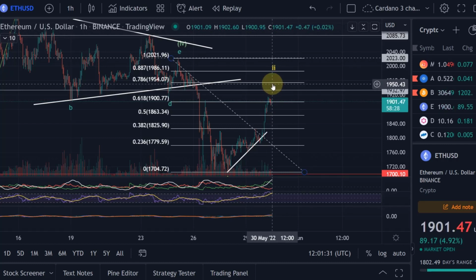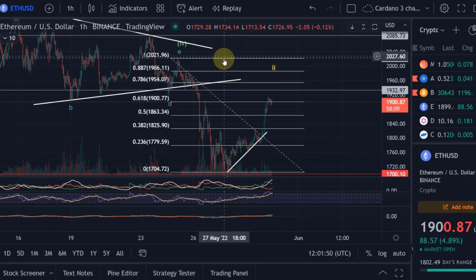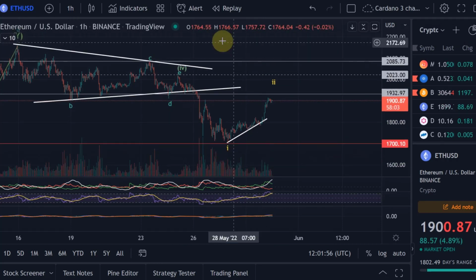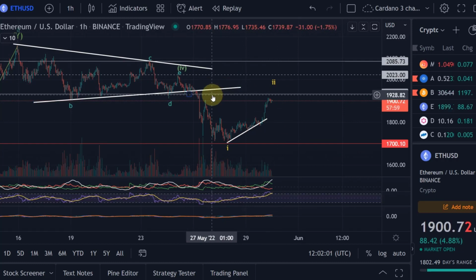So here for a wave 2, generally you can expect a 1954 level, that's the 78.6% Fib level at 1954, and maybe even 1986 in an extreme case. That would be the 88.7% Fib level. If it doesn't turn around here and really moves all the way up to $2,023, and if it breaks that, then this is not an impulse down anymore. Then we need to look at two possibilities.